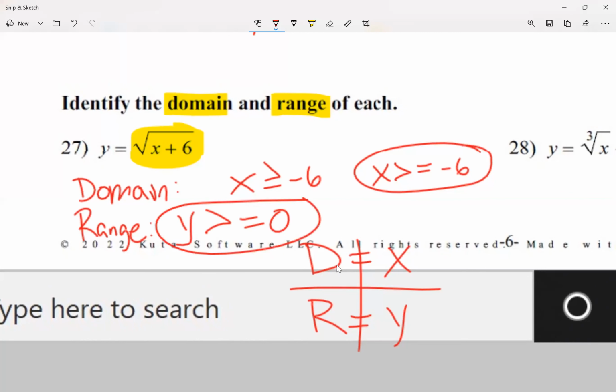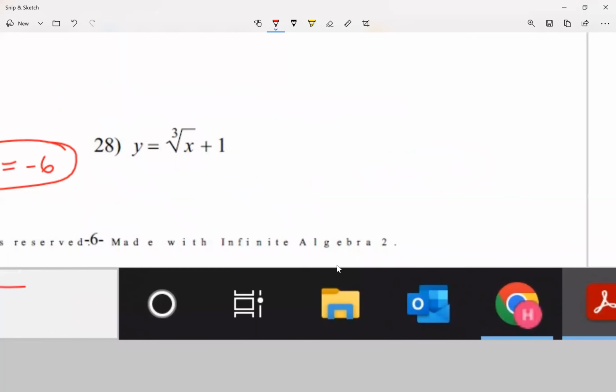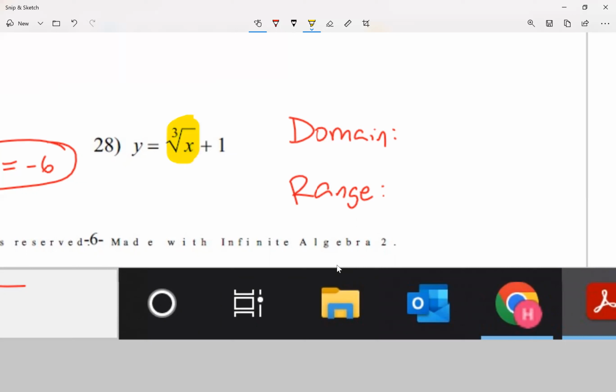So let's take a look now at question number 28. Domain and range. So let me write that down. Domain is equal to, and my range is equal to. Now, my X value, it's in here. The cube root of X.